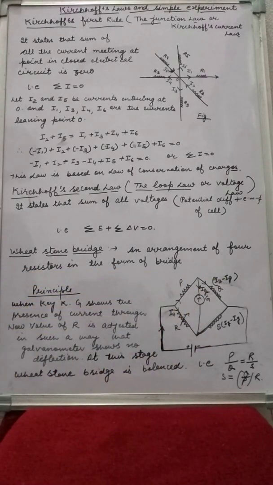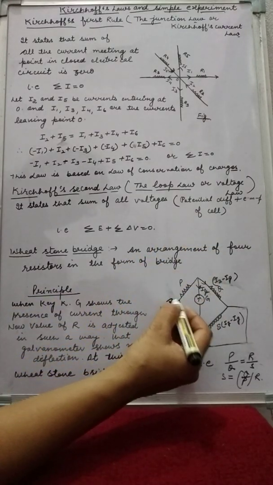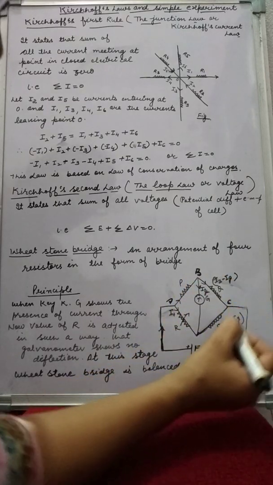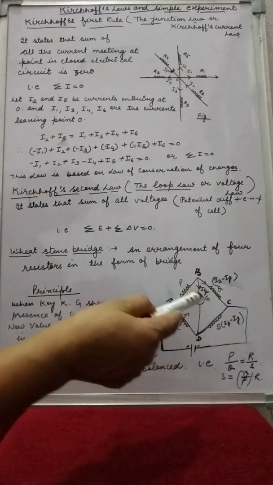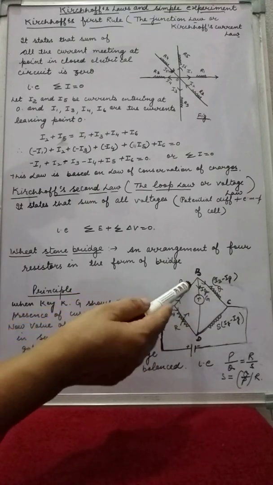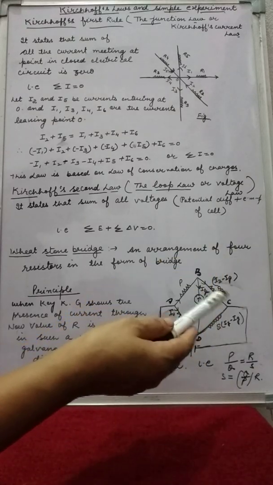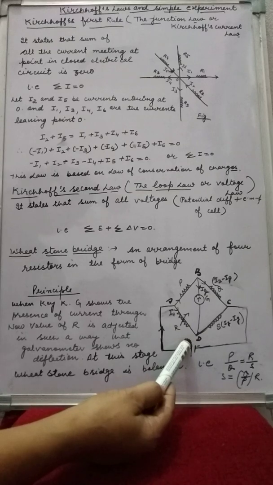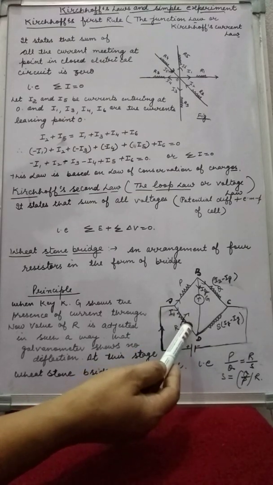Here we put this point A, this is point A and this is point B, this point is C and this is D. Now these 4 arms are the 4 resistors P, Q, R and S. Here in the 4 resistors, this R is the variable resistor.